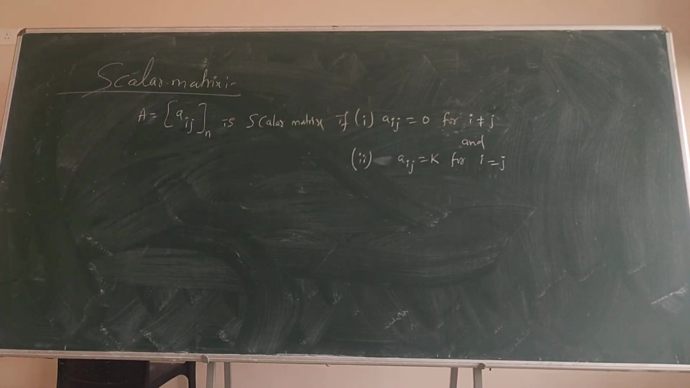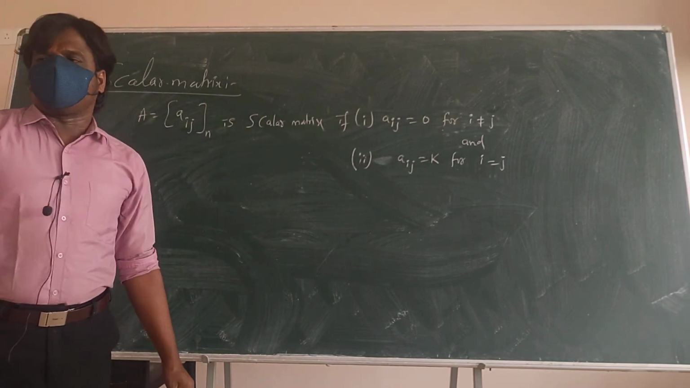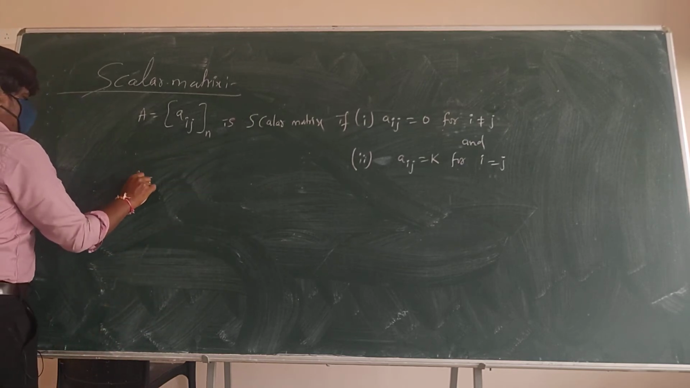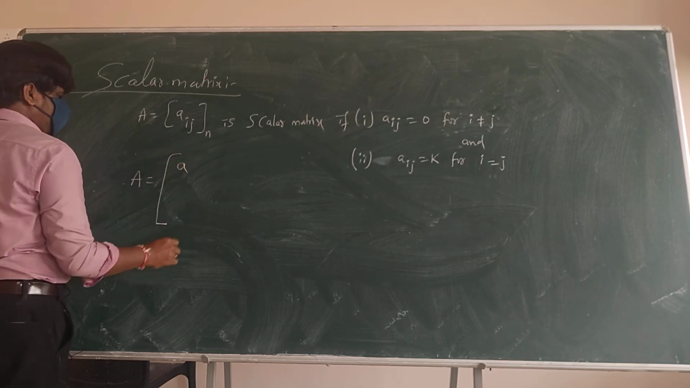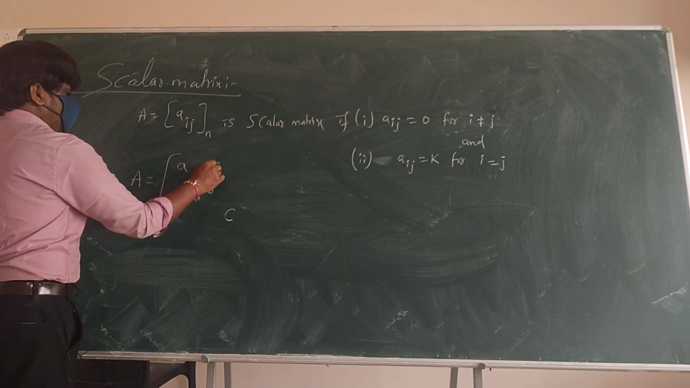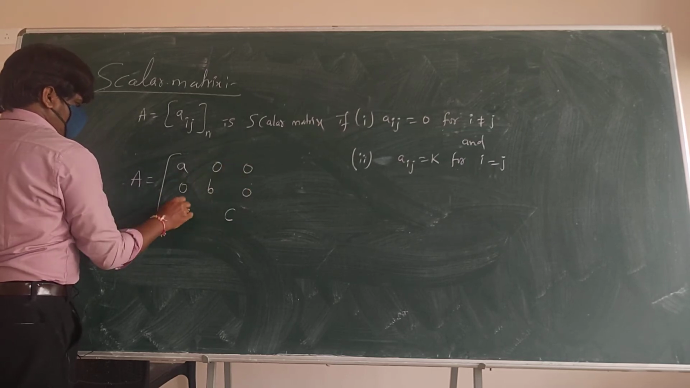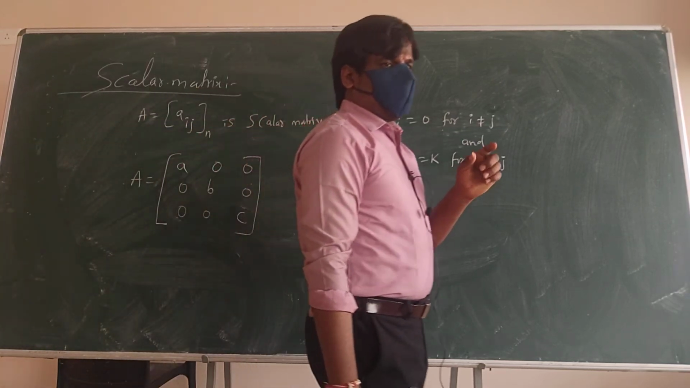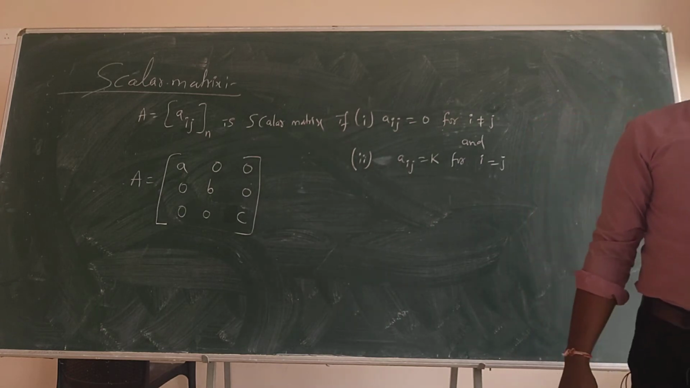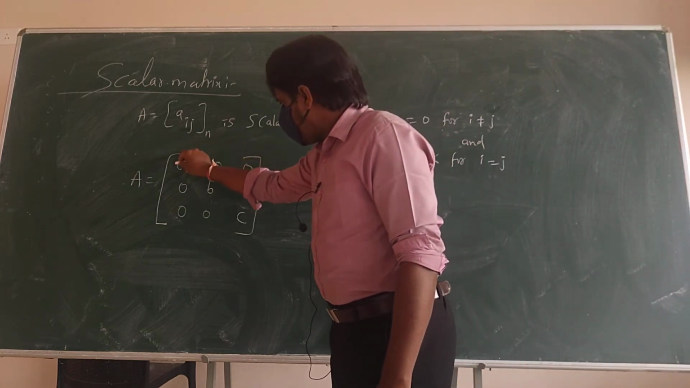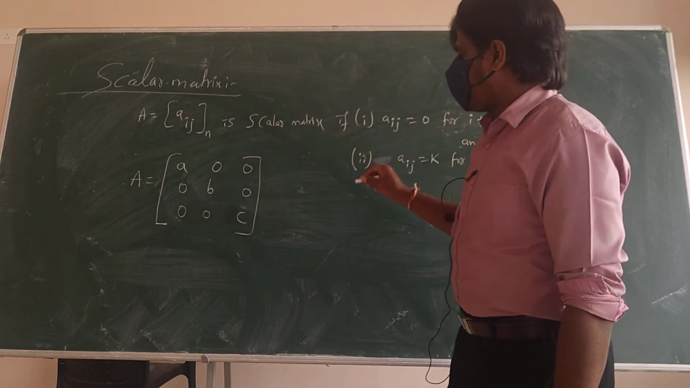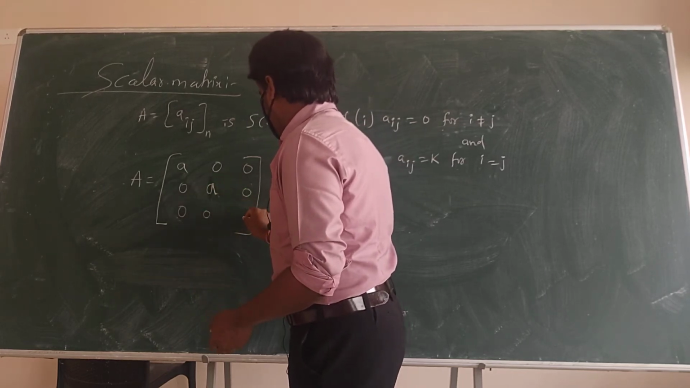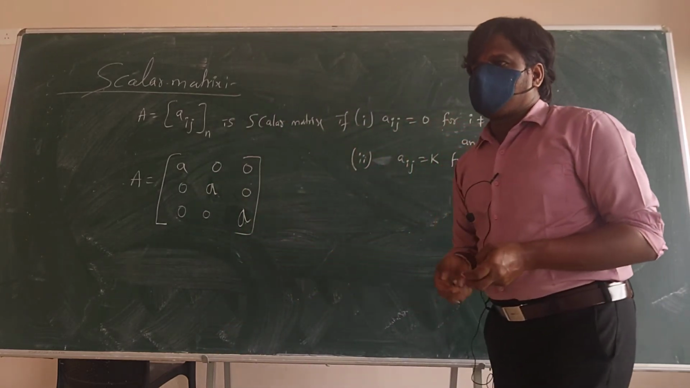So what is the meaning of a scalar matrix? Here, if I take a matrix A, I write a here, b here, c here, and the rest of the elements are zeros. This is a diagonal matrix. For a scalar matrix, Aij is equal to 0 where i is not equal to j. These are the zeros.